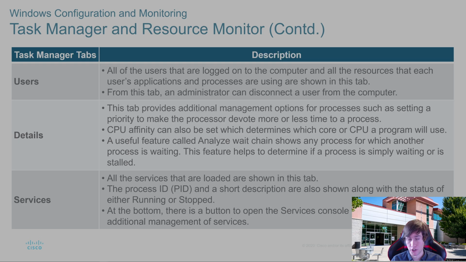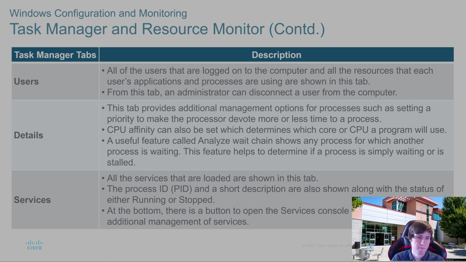So Users, you can see the users logged in and what they're using. Most of the time you're only going to see yourself here. Some additional details for management, and then your Services. As I mentioned, you can see your services in Task Manager. Your PID is sometimes important, the process ID. You can use that to figure out, you know, if a service needs to be stopped or started, you can use the PID instead.